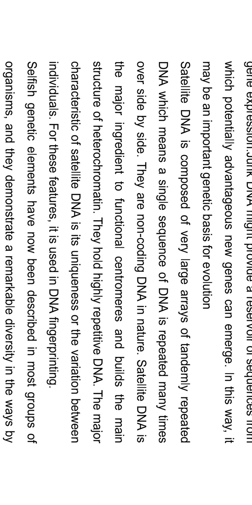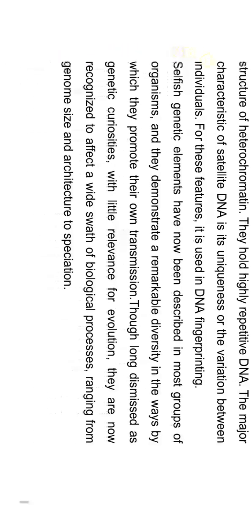Satellite DNA is composed of a very large array of repeating DNA. That means a single sequence of DNA is repeated many times over side by side. They are non-coding DNA in nature. Satellite DNA is a major ingredient of the functional centromere and builds the main structure of chromosome heterochromatin. They hold highly repetitive DNA. The major characteristic of satellite DNA is its uniqueness, or the variation between individuals. For these features, it is used in DNA fingerprinting.